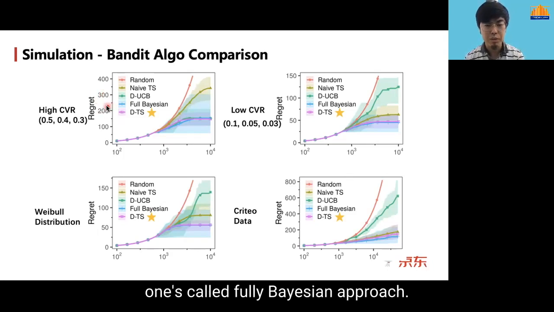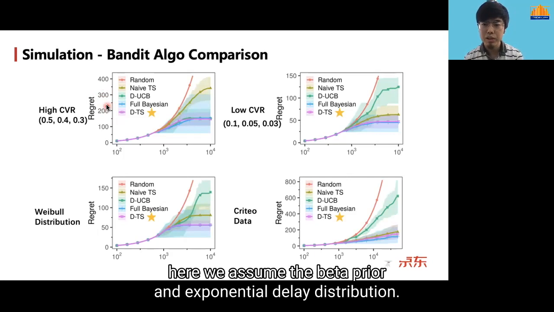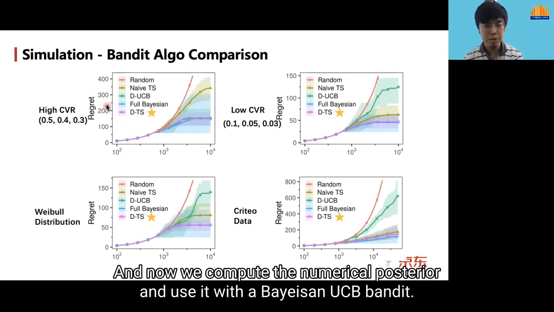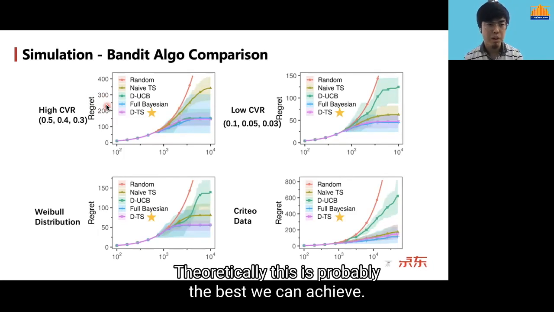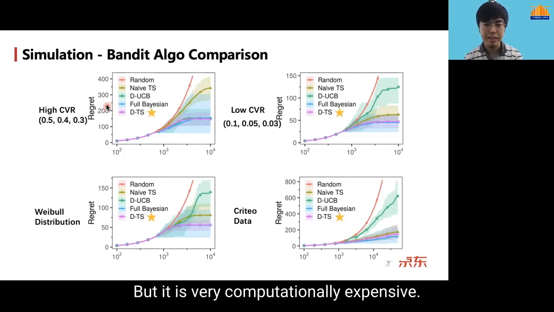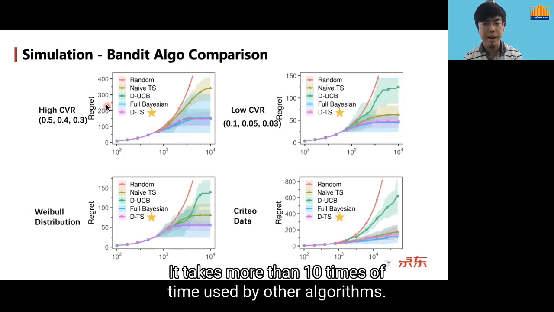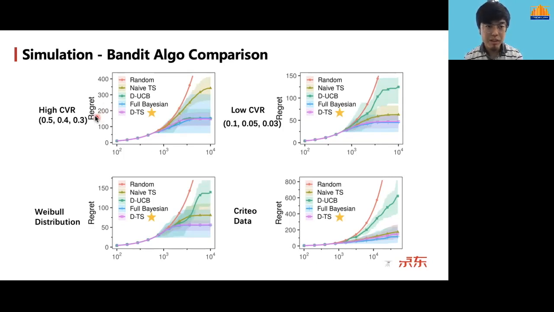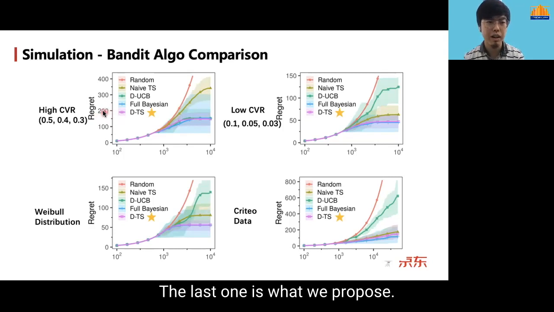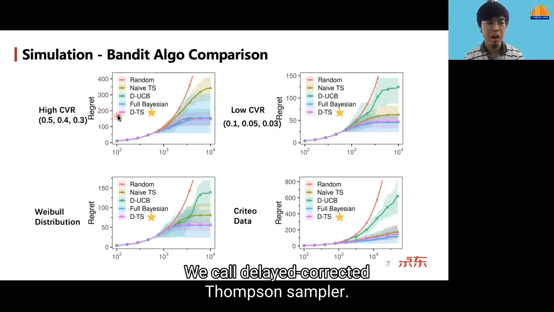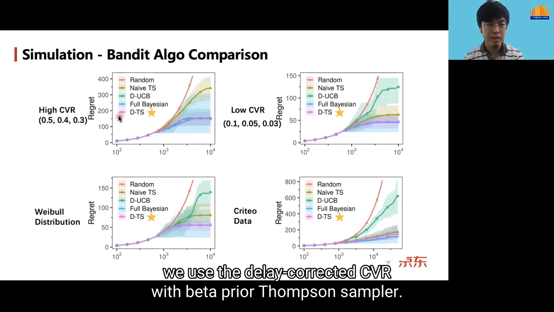The fourth one is called the fully Bayesian approach. Here we assume a beta prior and an exponential delay distribution, and then we compute the numerical posteriors and use them with a Bayesian UCB algorithm. Theoretically, this is probably the best we can achieve. This approach is very computationally intensive, and it takes more than 10 times the time of the other algorithms. The last one is what we propose. We call it the delayed Thompson sampler. We use a delay-corrected CVR with a beta prior Thompson sampler.